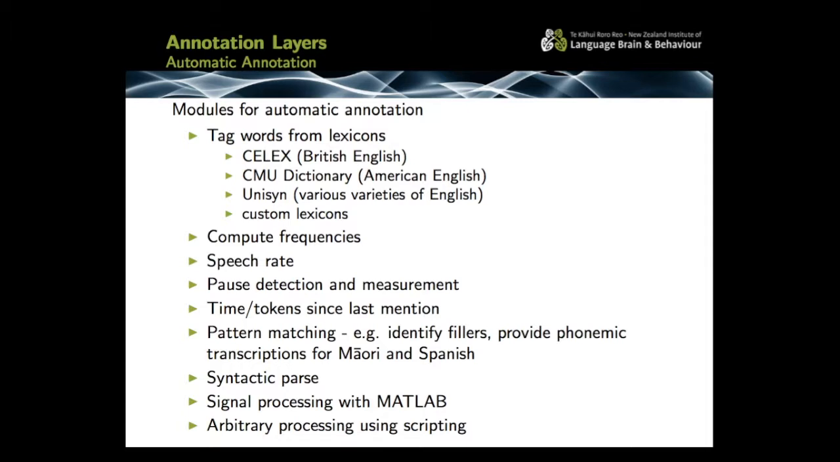LabCat supports a number of different lexicons. You can also compute frequency information from your own data and have words tagged with their frequencies directly in your own corpus. If you have syllable count information, for example from CELEX, you can calculate speech rate. You can detect and measure pauses. You can tag words with the amount of time that's passed since the last time that word was mentioned. You can do various types of pattern matching, syntactic parses, and there are a number of scripting languages that are supported for doing arbitrary automatic annotation.